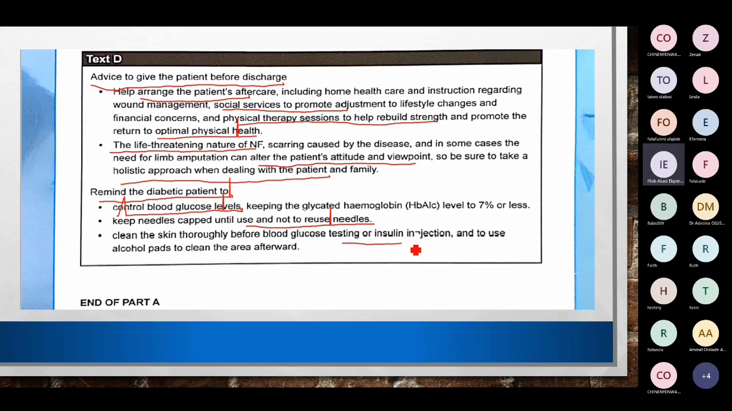Testing or insulin injection, and I can as well see someone's mic is on. Sorry, someone's mic is on. Who's that? Hello. I told you now that I'm doing nice.